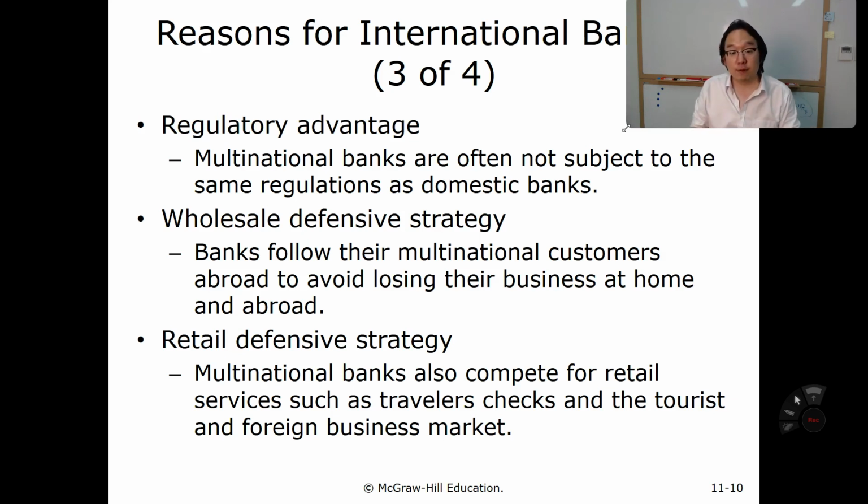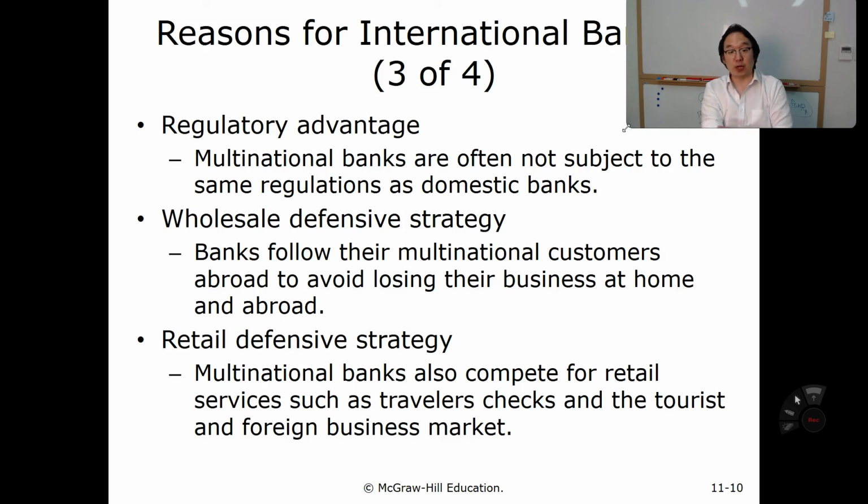Wholesale defensive strategy. Banks follow their multinational customers abroad to avoid losing their business at home and abroad. Okay, in wholesale ways and retail ways, you have to be aggressive. Otherwise, your competitors will attack you. So that's the idea about these last two bullet points.